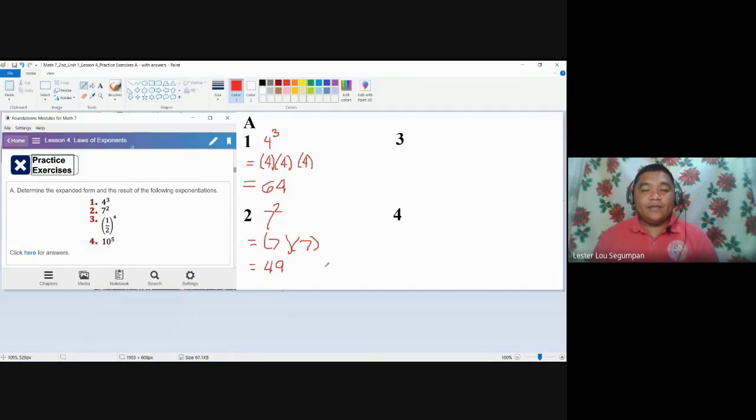Even if your base is a fraction, just like in number 3, you simply need to use the proper expansion of this. So you have 1 half, times 1 half, times 1 half, and finally the last 1 half. There are 4 different 1 halves multiplied to each other, and in the multiplication of fractions, multiply all numerators, multiply all denominators, and that's it.